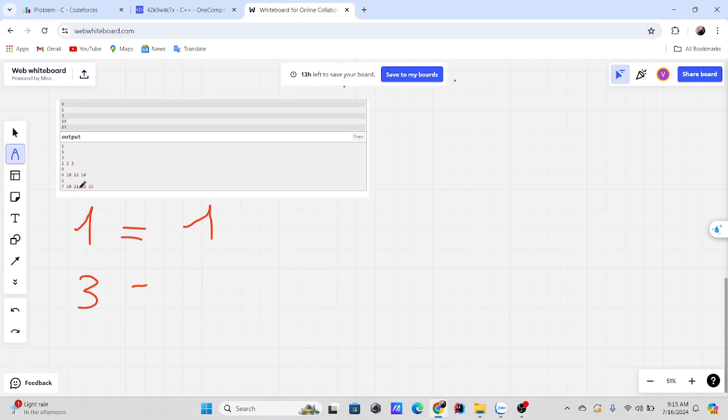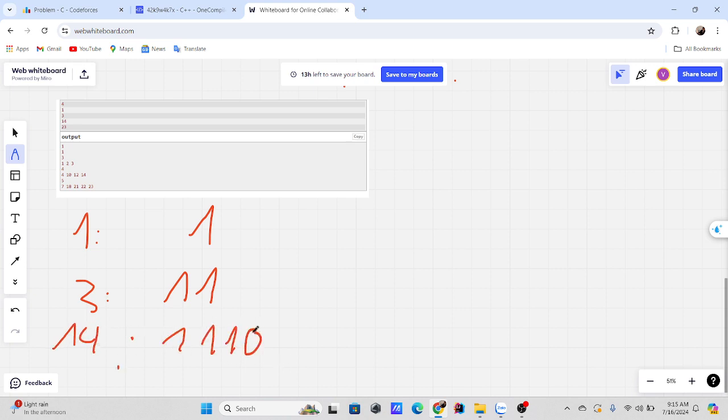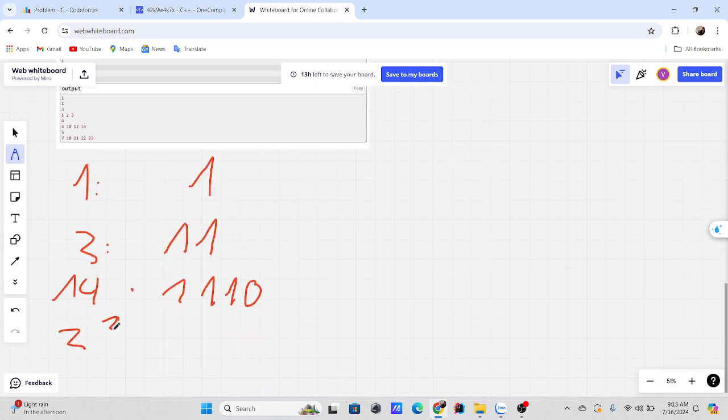So let's try to convert these numbers into binary, right? 1 from decimal to binary will be 1, and next 3 will be 11, right? And 14 will be 1110, and 23 will be 10111.